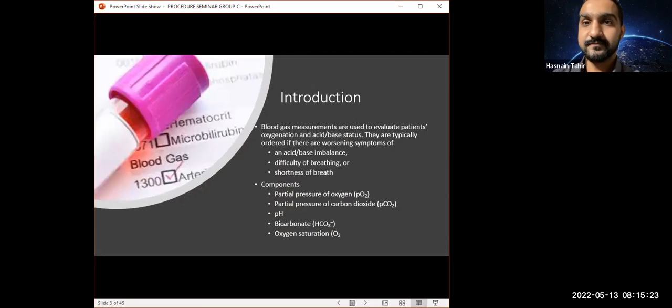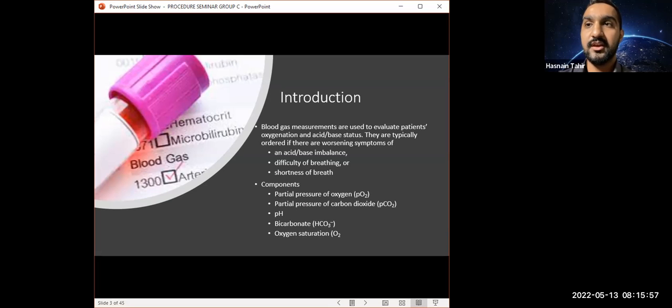Blood gases are measurements used to evaluate patients' oxygenation and acid-base status. Whenever there is an acid-base imbalance, difficulty of breathing or shortness of breath, that is when we will be taking these blood gas measurements. The components of blood gas measurements include partial pressure of oxygen, partial pressure of carbon dioxide, pH, bicarbonate, and oxygen saturation.